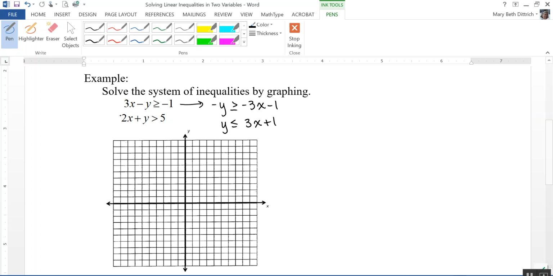And then my second one, I'll go ahead and write it over here. I'll subtract 2x on both sides. That gives me y is greater than -2x plus 5. Okay, so let's go ahead and graph this one first. Y is less than or equal to 3x plus 1. So starting with my y-intercept of 1 and moving with my slope of 3.